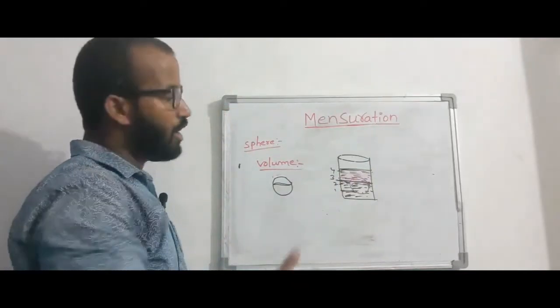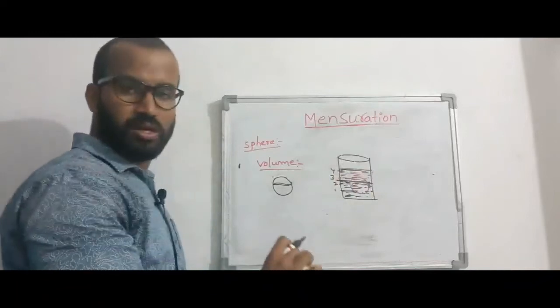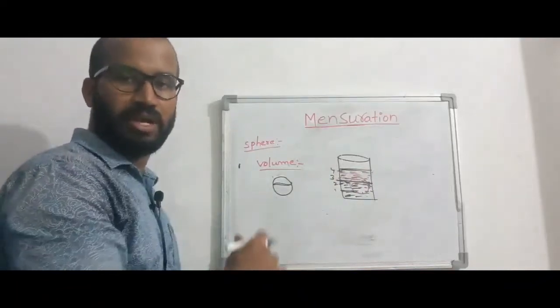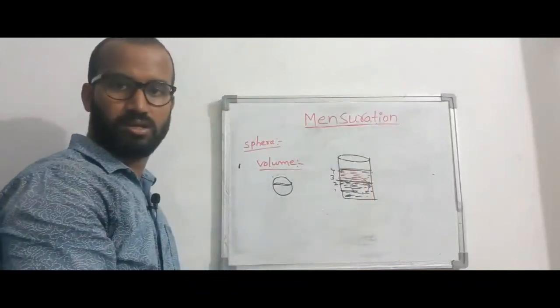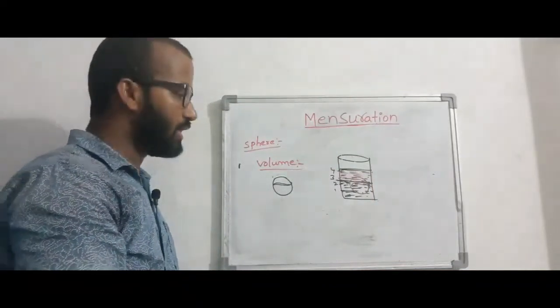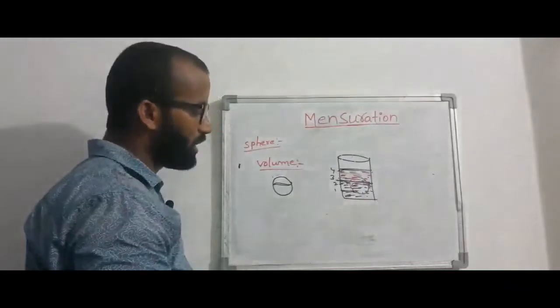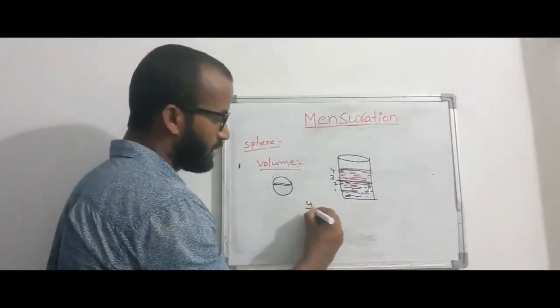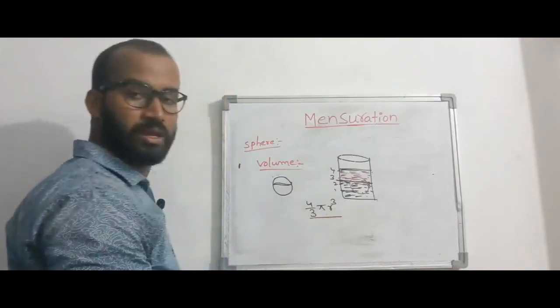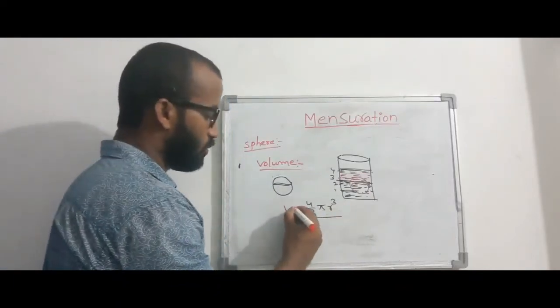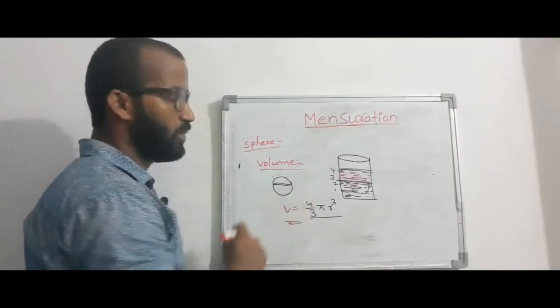Okay. Now, using mathematics, if you calculate how much portion increased, then you are going to get the volume: 4 by 3 pi r cube. This is the volume of sphere.